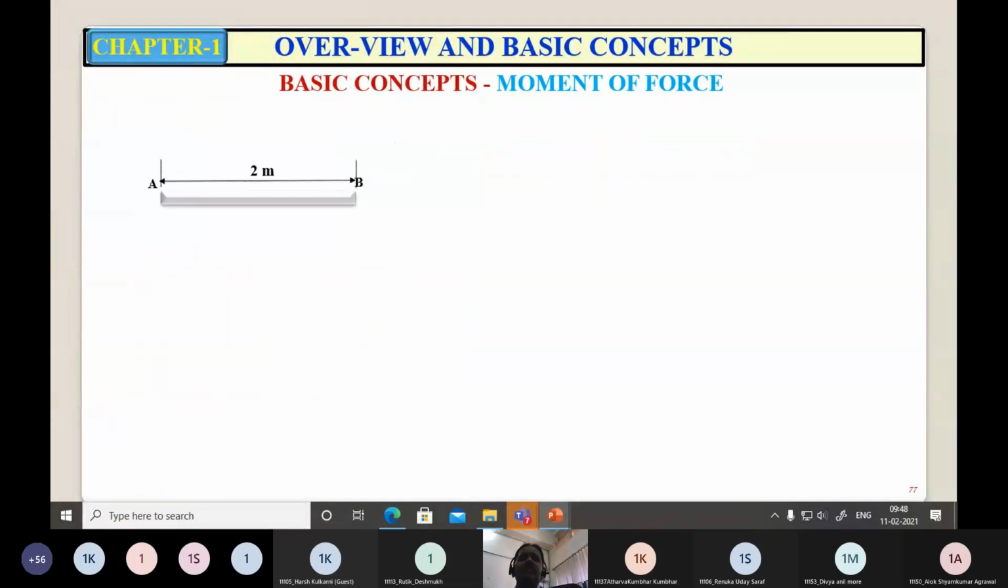Now here, let us consider a body of length 2 meters. A force of 50 Newton is acting at point B at an angle of 45 degrees with respect to horizontal. Now, I want to find out the moment of this force of 50 Newton, which is acting at B, about point A. So moment about point A is simply the product of magnitude of force into D. What is D? It is not the distance between the point of application of force and point A. It is not 2 meters. D is the perpendicular distance from the line of action of the force to point A.